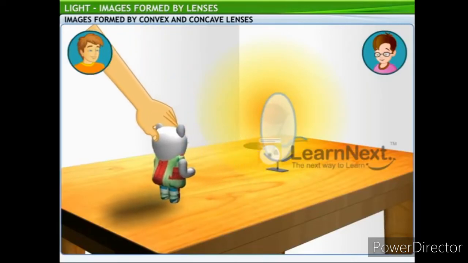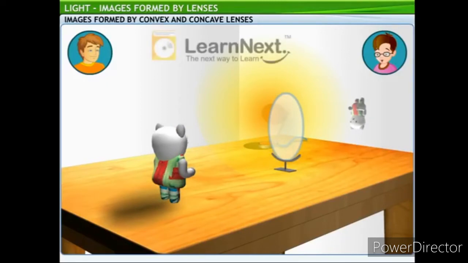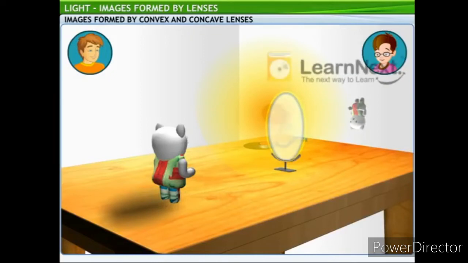Okay. Now, what do you see? Yes. Now I can see an inverted image of the toy on the wall. How were you able to get an image on the wall this time? This time, I increased the distance between the toy and the lens by moving the toy away from the lens. I also adjusted the position of the lens and the toy so that you could catch a clear inverted image of the toy on our screen, the wall.